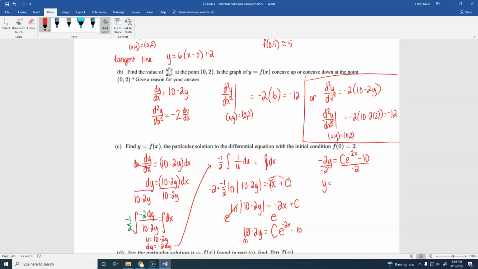Even like right here, I'm dividing both of these by negative 2, but c divided by negative 2, I can leave this e to the negative. Oh, sorry. So I have to have c.